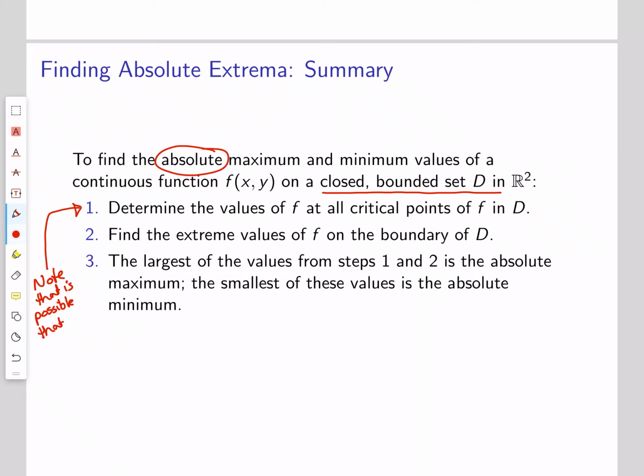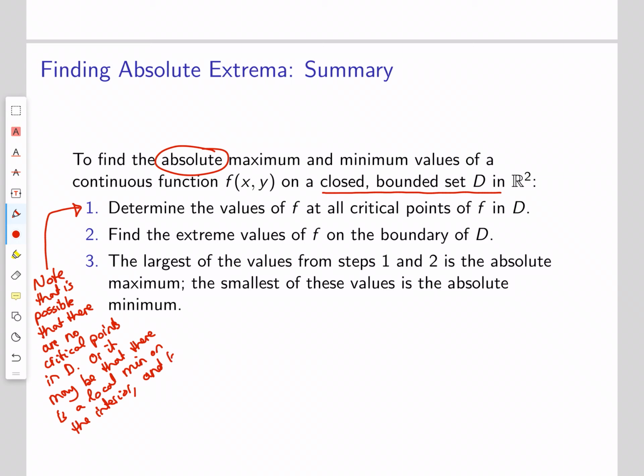that it is possible that there are no critical points in D, or it may be that there is a local min on the interior, but you're interested in the absolute max, which may then occur on the boundary.